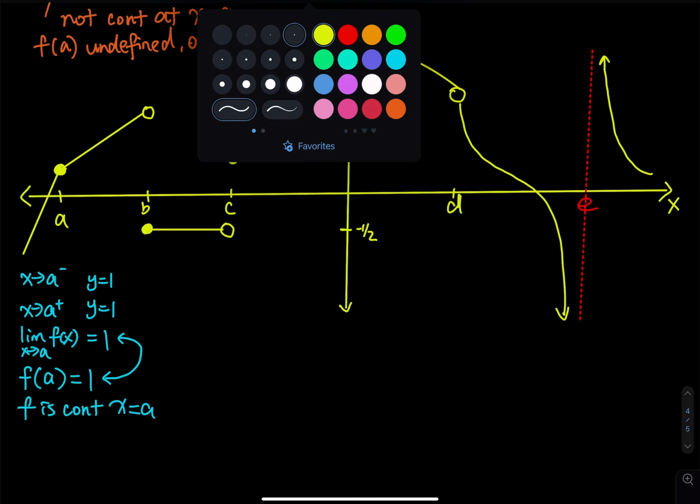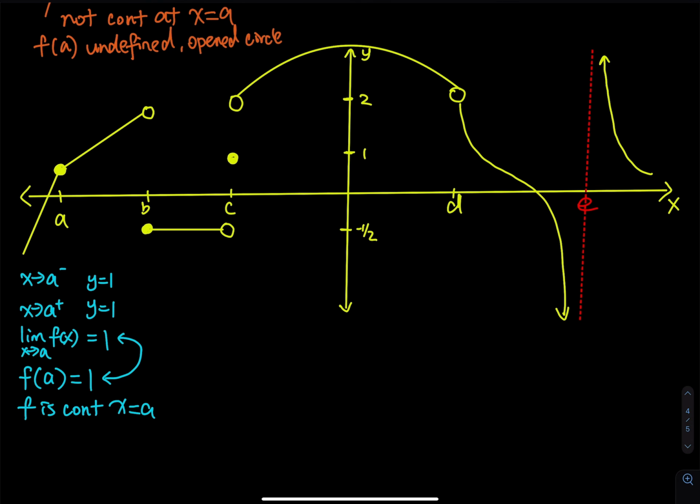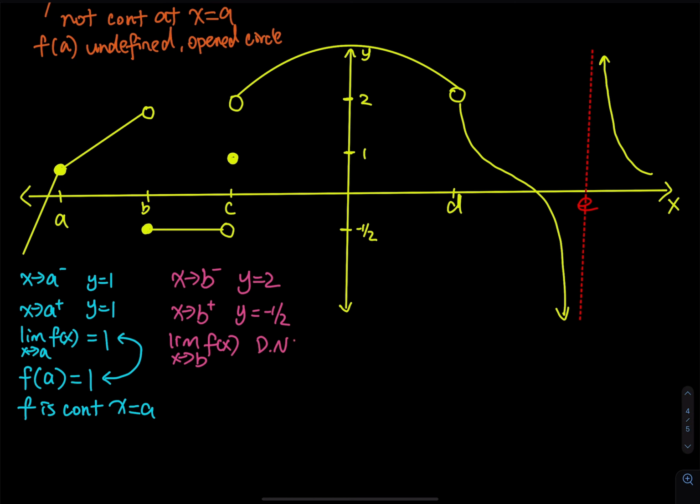Okay, let's do B. Is the function continuous at x equals B? The answer is no, because the left limit and the right limit do not join at the same point. As x approaches B from the left, y equals 2. As x approaches B from the right, y equals -1/2. They are not equal, so the limit as x approaches B does not exist.